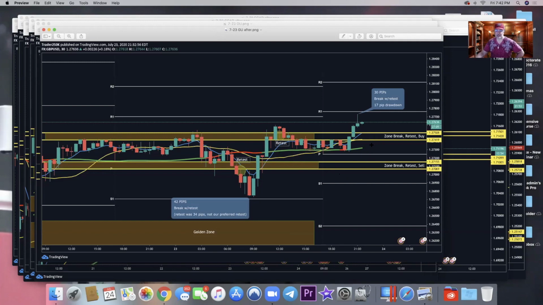Okay, that should help you a little bit in seeing how price action works. Well, this is a static screen, so it doesn't really help you. This is after the fact.